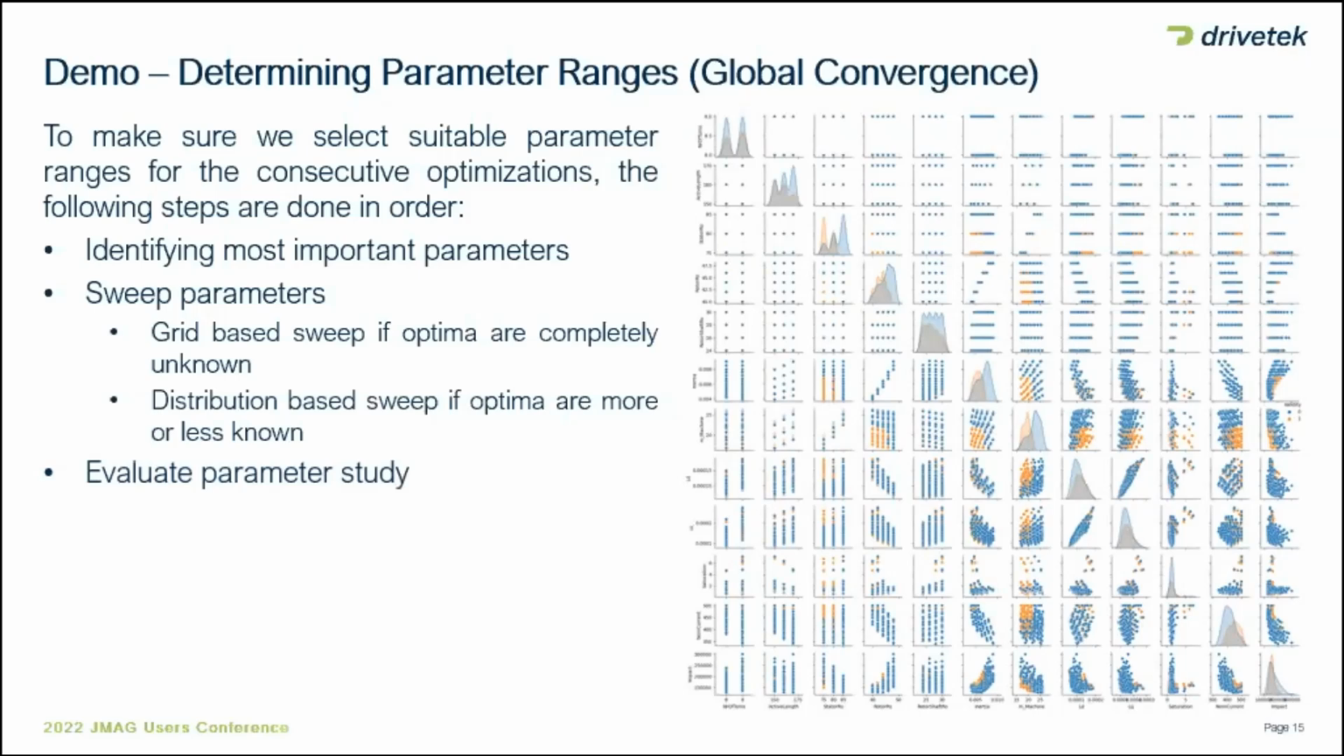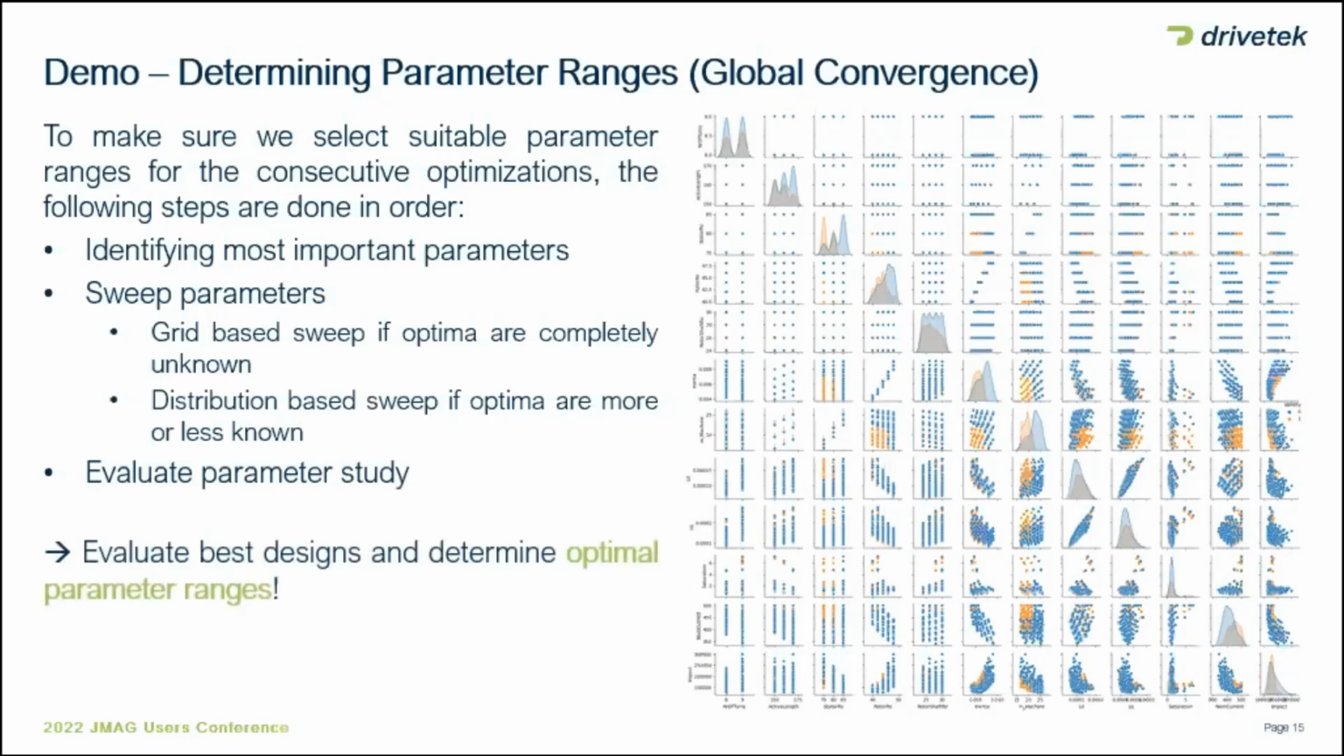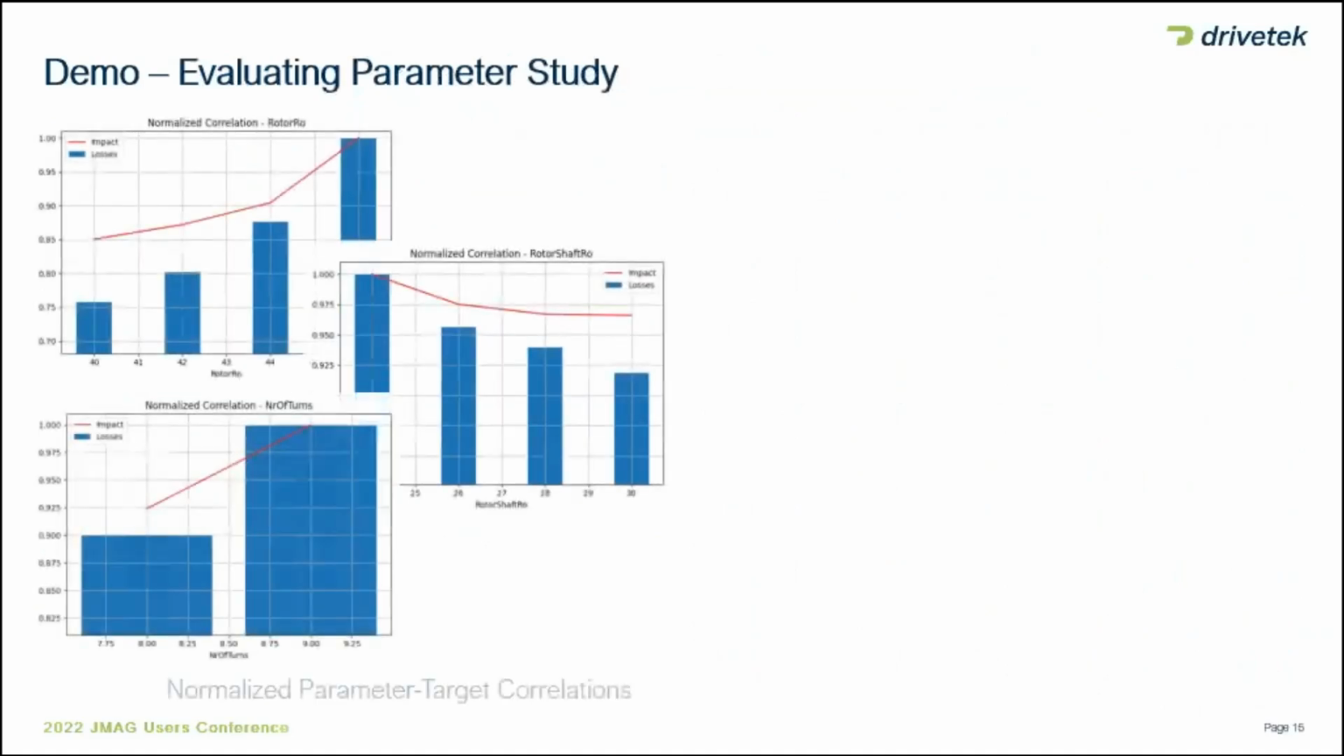On the plot to your right, I know it's a bit hard to read, but of course, there are a multitude of results to consider. And our job as a designer is now to evaluate what parameter ranges make sense, or what we want to set. So ideally, after having analyzed this study, we have determined the optimal parameter range. How do we do that?